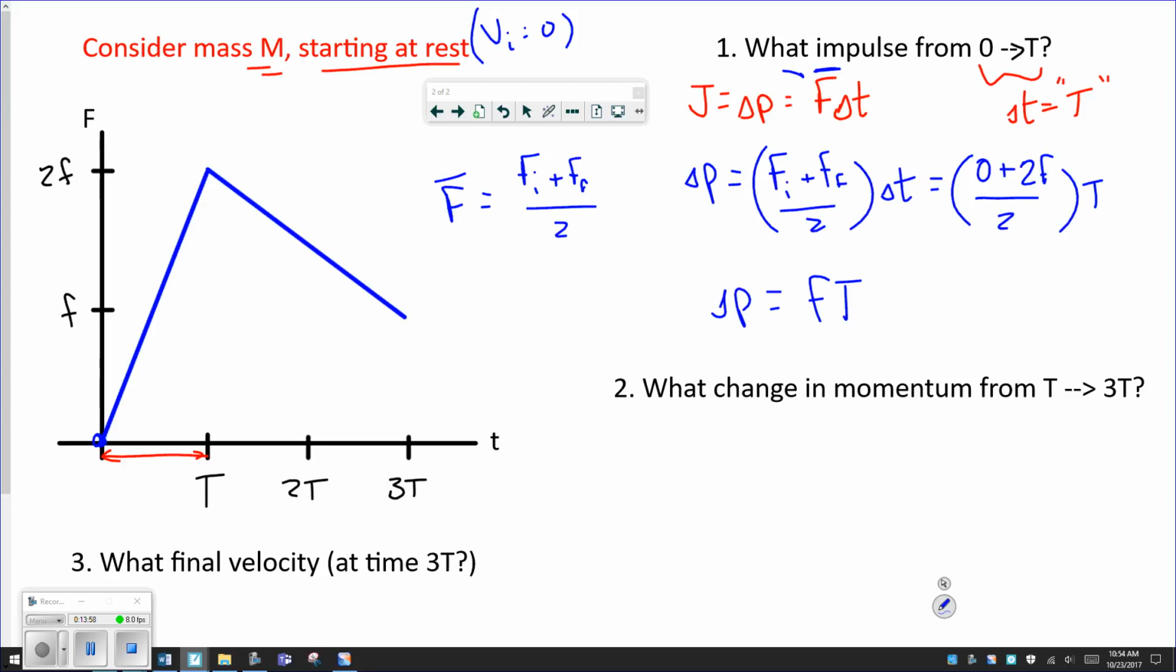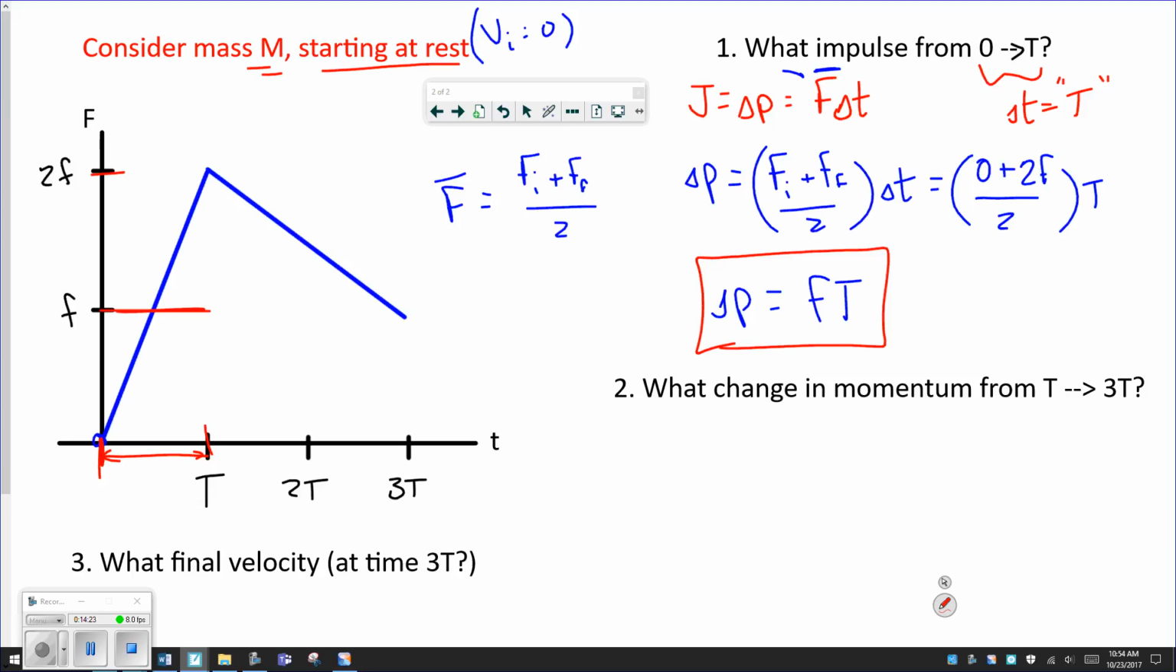Notice this average value of the force function happens to be right in the middle of the beginning force and the end force. That's because this force changes nice and uniformly. So there's our answer. We can only answer in terms of little f and big T because those are the only arbitrary values of force and time that we know.